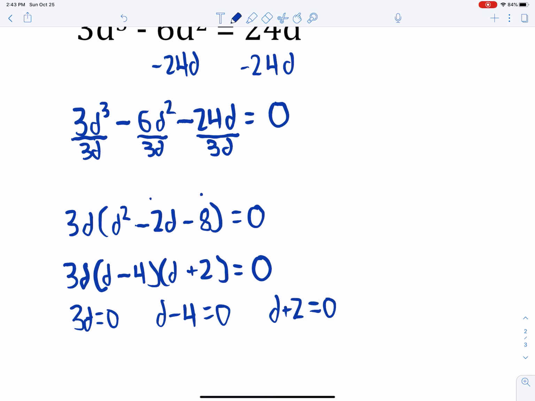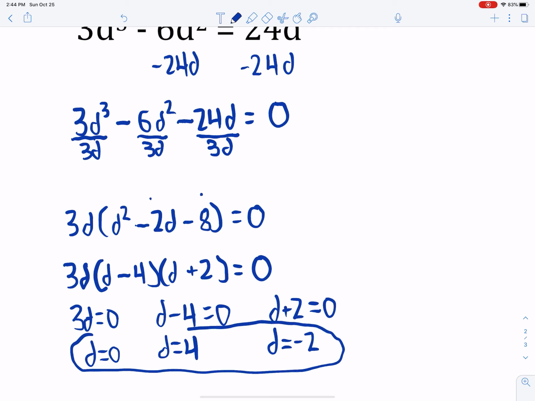The first one, to get the d by itself, you divide both sides by 3, and you would end up with d equals 0. The next one, you add 4 to both sides, you would have d equals 4. The last one, you subtract 2 from both sides, you would have d equals negative 2. So we ended up with 3 answers for that equation.